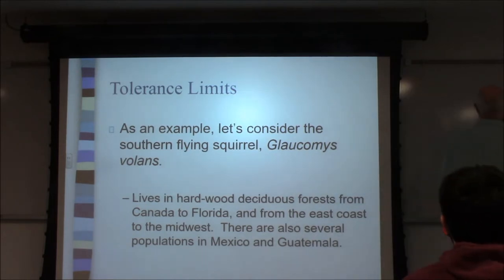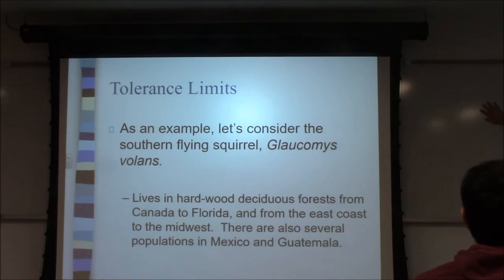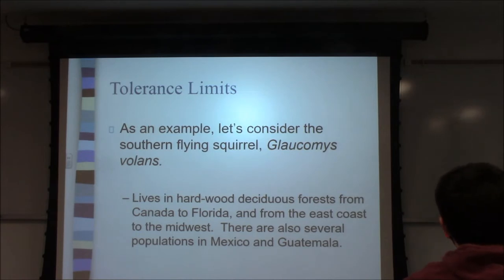All right. So that's where the southern flying squirrels are throughout here. Notice the southern flying squirrels also live in the Appalachian Mountains. But if you've ever been in the Appalachians, you know that at the lower elevations, it's hardwood deciduous forest, and at higher elevations, it's coniferous forest. So the southern flying squirrels go up to the bottom of the conifers, and they don't go any farther. The northern flying squirrels are in the conifers, but don't come down into the hardwood deciduous forest.